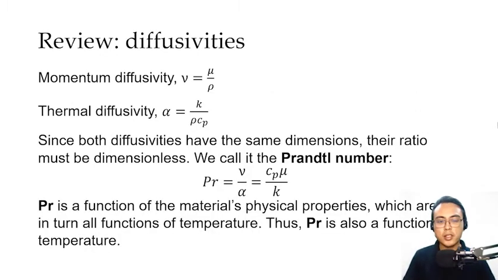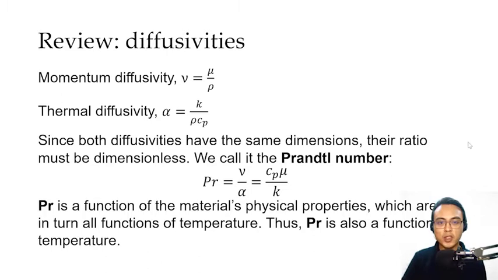Okay? Next, let's first review our diffusivity. Back in our discussion in momentum transfer, we have the momentum diffusivity, which is symbolized here as nu, and that is equal to the absolute viscosity mu over the density rho. The momentum diffusivity will be important in our discussion today because, as I have mentioned earlier, momentum transfer plays a key role in convective heat transfer. Next, we have the thermal diffusivity that we first encountered in our discussion on conduction. We have alpha is equal to k over rho times Cp.